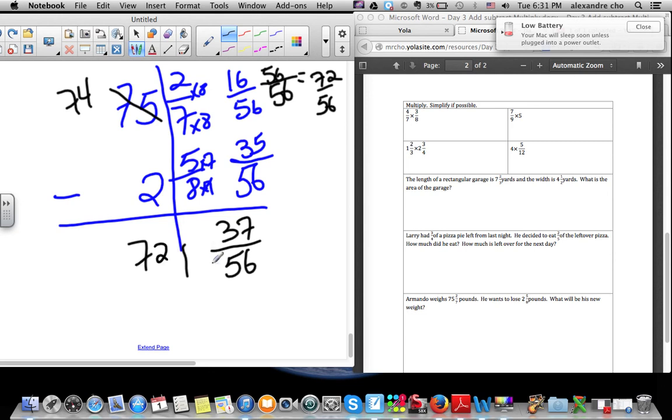So his final weight after he loses 2 5/8 of a pound is going to be 72 full pounds and 37/56 of the next pound. Okay? And that's it. It's not much. As long as you know the procedure here of adding, subtracting, multiplying, it should be okay.